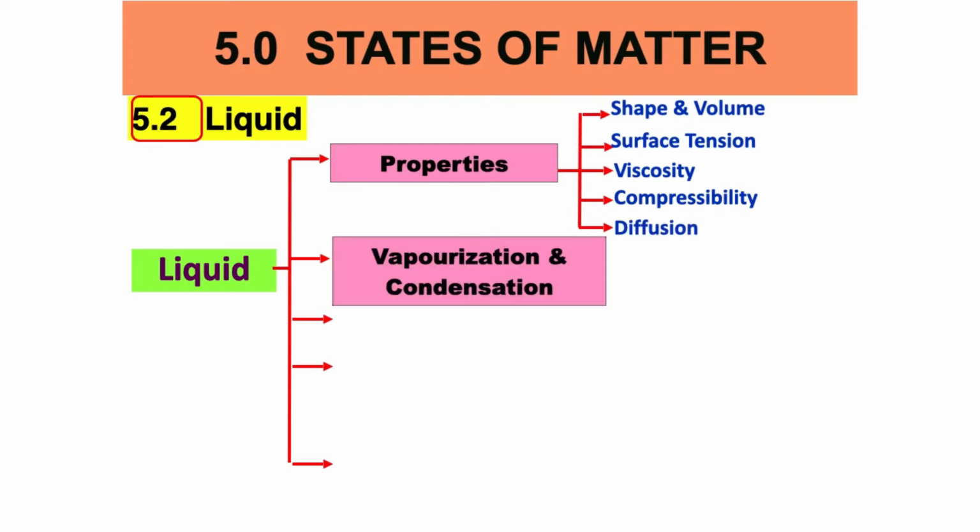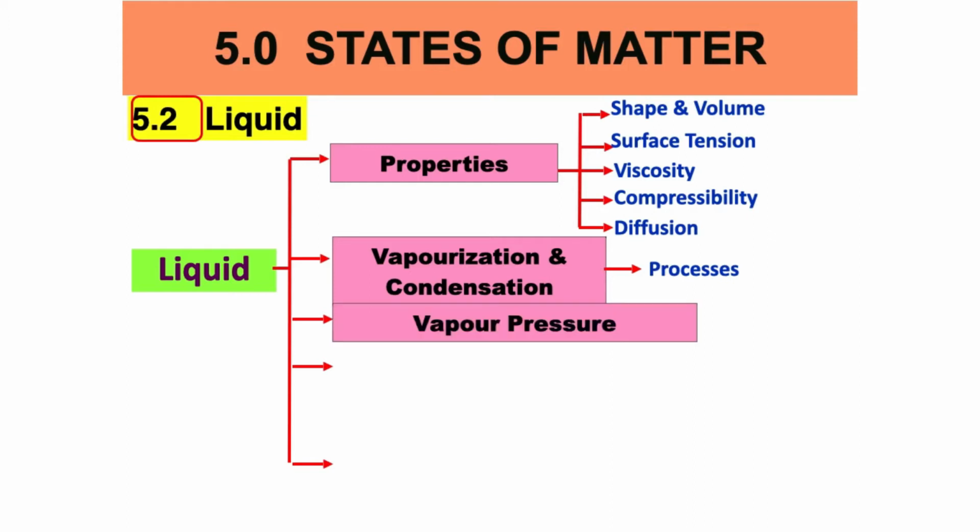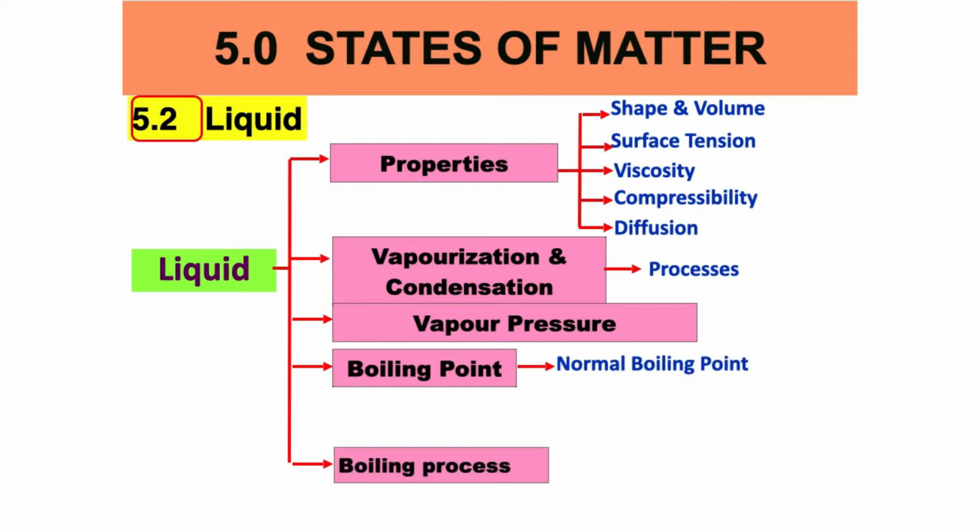Next, you should be able to explain what vaporization and condensation processes are. Then, define what vapor pressure and boiling point are. Lastly, you should be able to explain how the boiling process occurs.